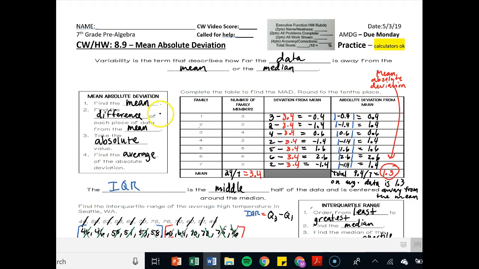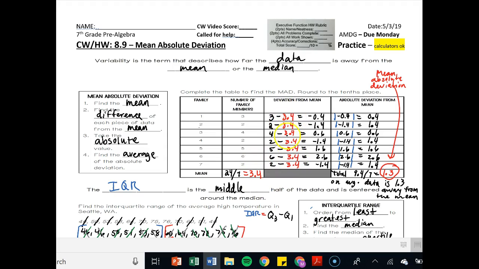Next, you're going to find the difference of each piece of data from the mean. So basically, the deviation from the mean. Deviation is a good word for difference. So 3 minus the mean, 3.4: you are negative 0.4 away from the mean. A family with 2 members, 2 minus 3.4, you are negative 1.4 away from the mean. A family with 4 members, 4 minus 3.4, you are 0.6 away from the mean. Again, a family of 2, and so on, 5, 6, 2. Once you find the difference, notice how the mean doesn't change.